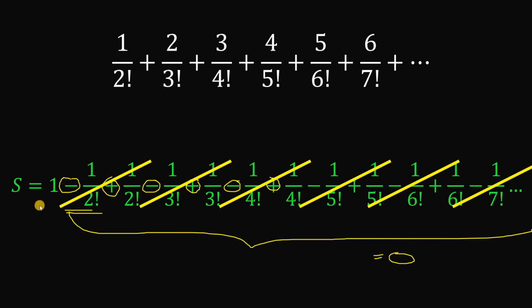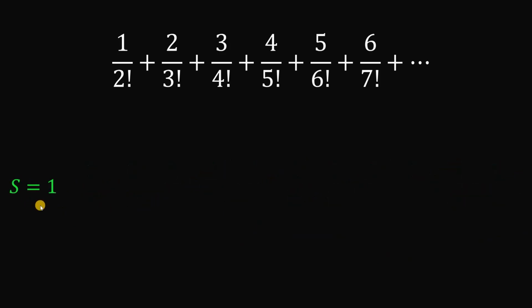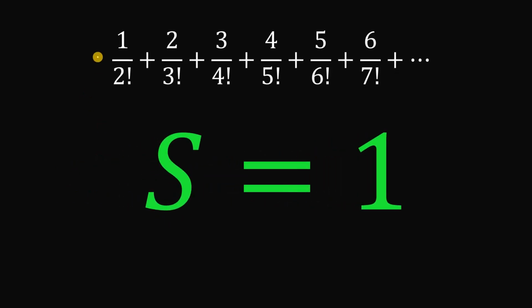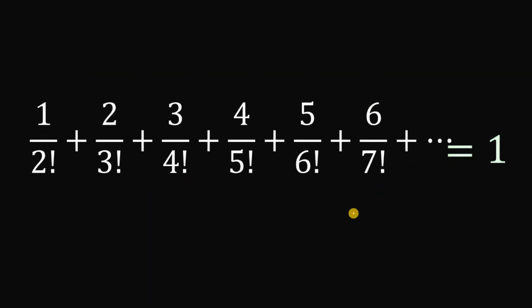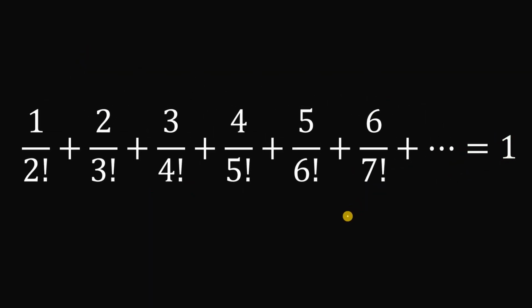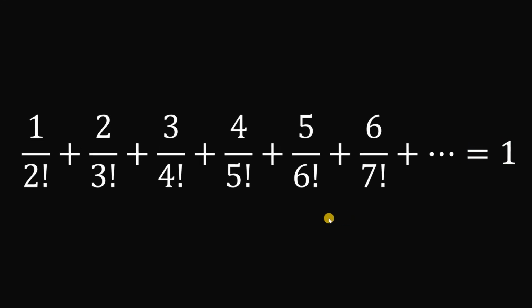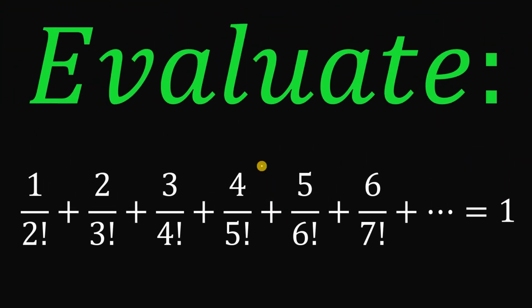So, S must be equal to 1. And we know that this S is the value of this expression. Therefore, if we evaluate this entire expression until infinity, we get a value of 1. And that is the answer to this question. Therefore, if we evaluate 1 over 2 factorial plus 2 over 3 factorial plus 3 over 4 factorial, and so on and so forth, we get 1. And as always, we are done.